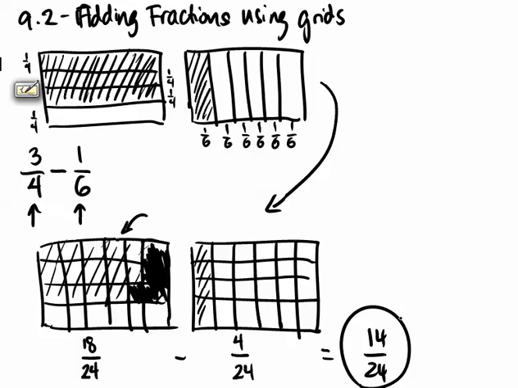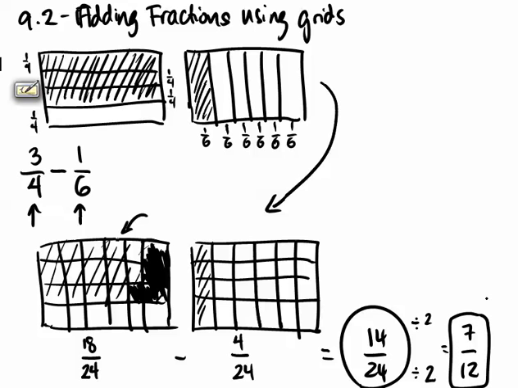Using grids, I can subtract, and I can also add them together. If I make these grids, I can add them together as well. And then I can reduce. When I reduce, I just combine pairs together. In this case, if I divide top and bottom by 2, which means I am combining my pieces together, I'll have half as much. I'll have 7 over 12 pieces.